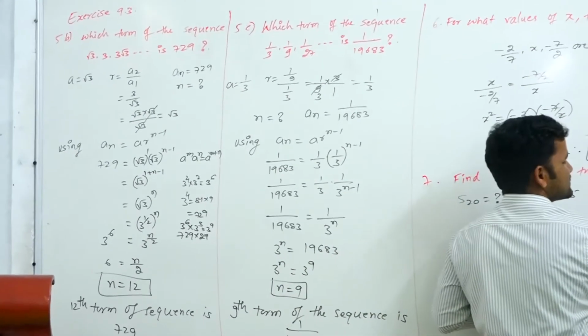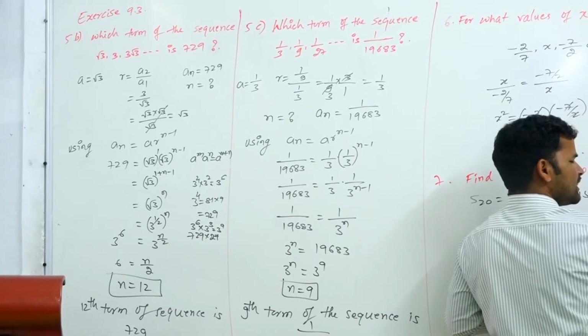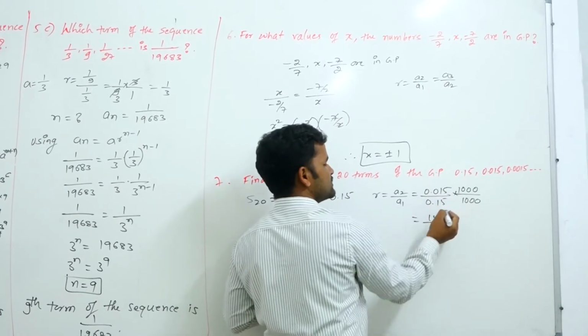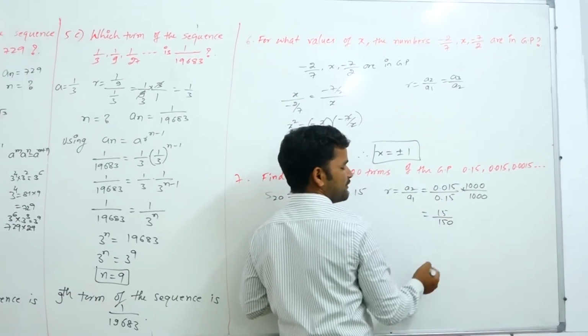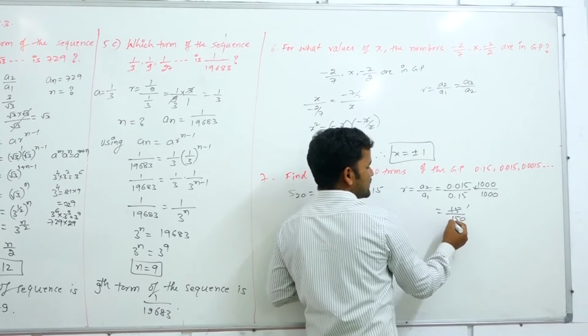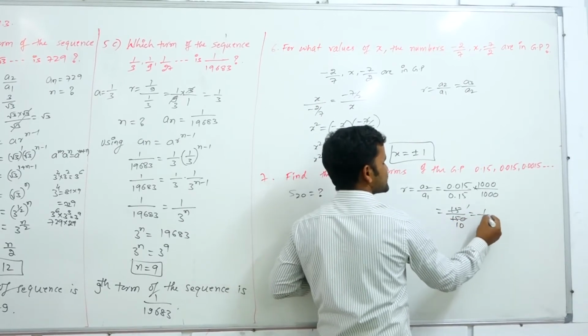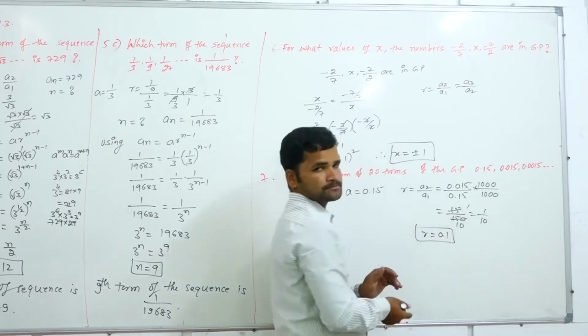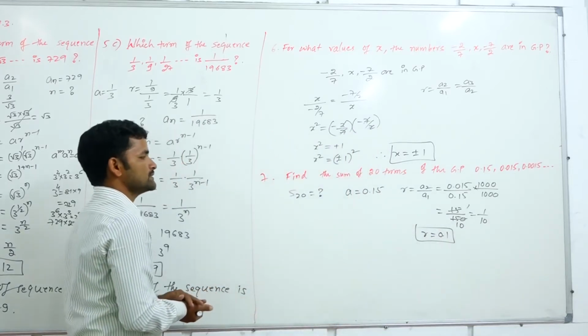1000 if it multiplies, this becomes 15 and 0.15 becomes 150. Two zeros are used up here, 1 zero will be left out. This is 150. 15 ones are 15, 15 tens are 150. This is 1 by 10. That is nothing but r is equal to 0.1. Common ratio is 0.1.